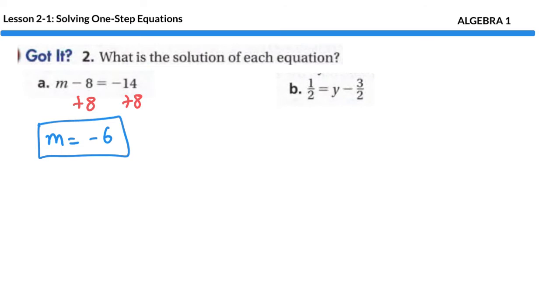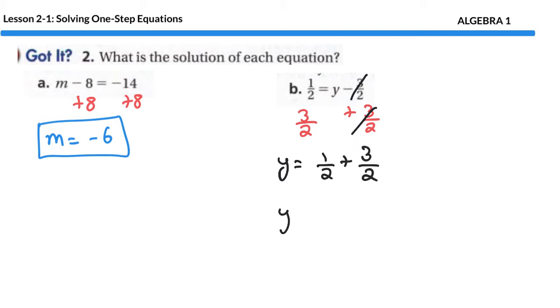Half is equal to y minus 3 over 2. How will you do this? How will I remove minus 3 over 2? By adding 3 over 2 on both sides. Simple as that. So I add 3 over 2 on both sides. So the equation now will look like y is equal to half plus 3 over 2.